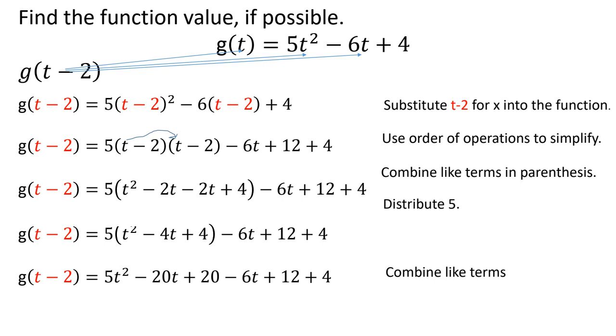Now we have to combine like terms again. So I start with a 5t squared. There's no other 5t squared, so that is left alone. But I have a minus 20t and a minus 6t. These two are like terms. So minus 20t minus 6t is a minus 26t. And then I have three constants. I have a plus 20, plus 12, and a plus 4. So 20 plus 12 is 32, plus 4 is 36. So my final answer of inputting t minus 2 into my function is going to give me 5t squared minus 26t plus 36. Okay.